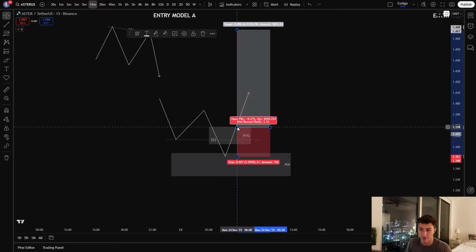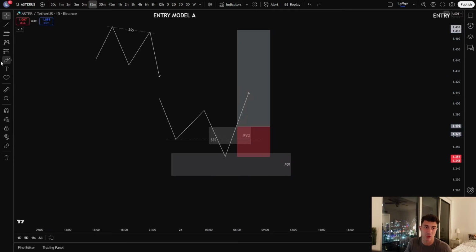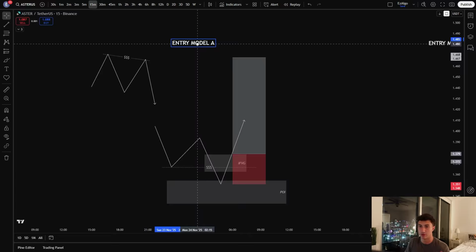Now, for an inverse fair value gap to be valid, we must see a candle closure above that bearish fair value gap, right? Not a wick above, but an actual candle closure above that inverse fair value gap, and that would be our entry trigger. If we don't have a bearish fair value gap here that we inverse, then we move on to entry model B, which I'll jump into in just a moment.